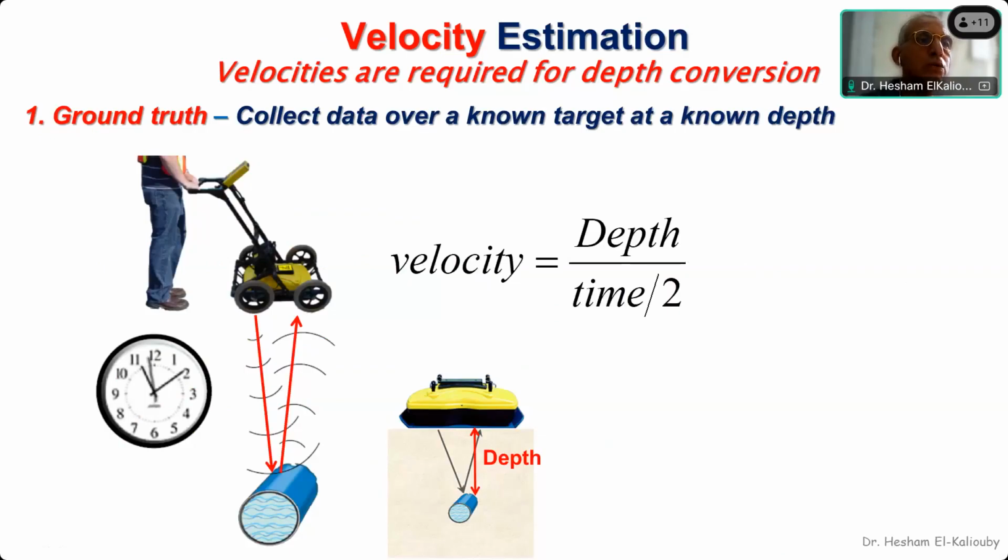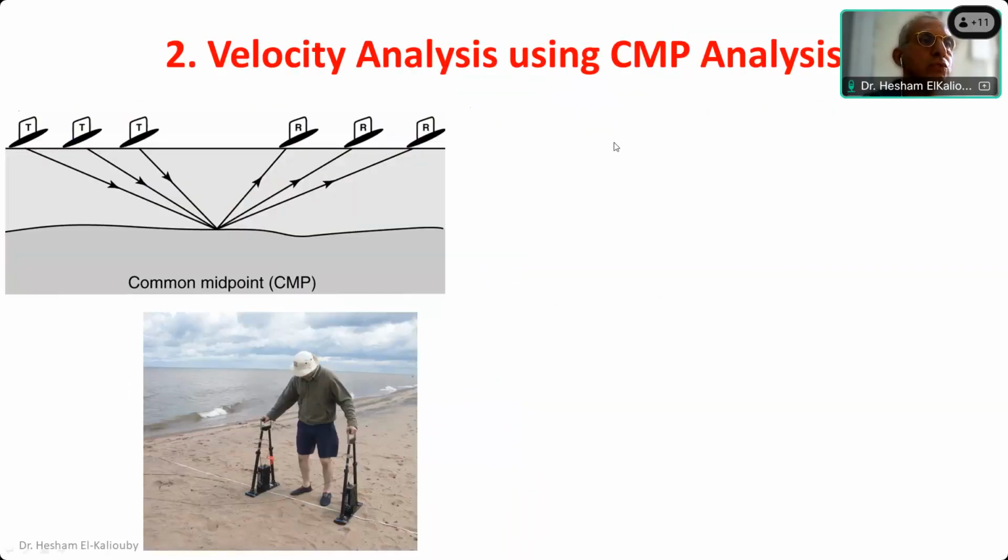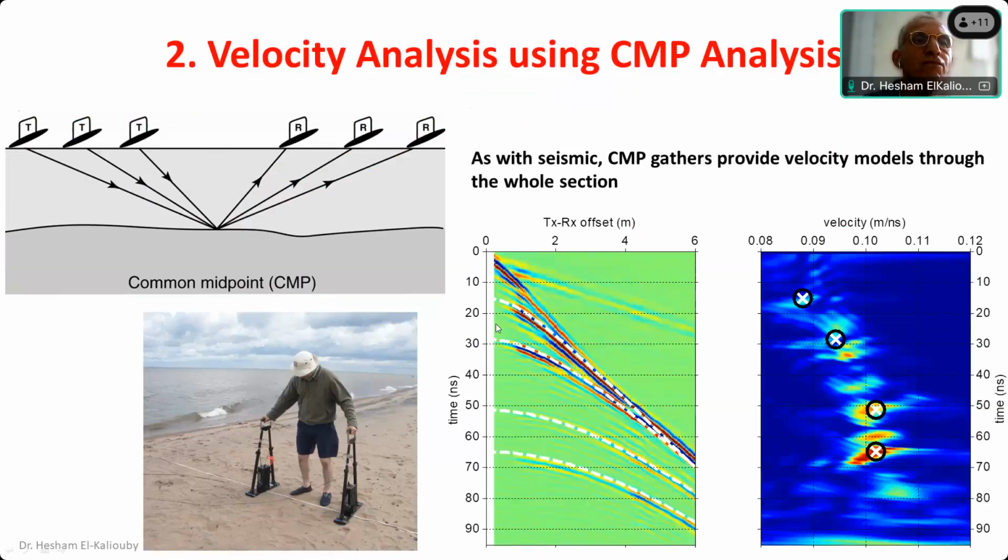But if you don't, you can also use a CMP, which is moving the transmitter and receiver away from each other, this way. And from these measurements, you can calculate the velocity. You can get the velocity spectrum like this one. You can calculate from the direct wave, reflected wave and refracted wave, and you can easily get the velocity for each of these reflections. So this is quite similar to what we also do in seismic methods.